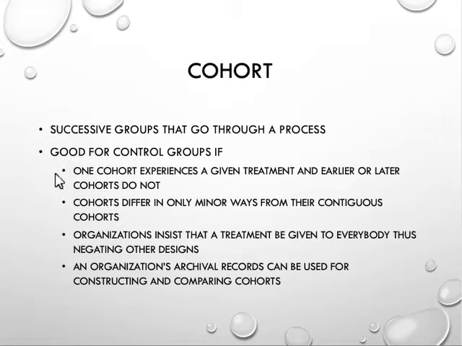This is good for control groups if one cohort experiences a given treatment and earlier or later cohorts do not. If cohorts differ in only minor ways from their contiguous cohorts. Organizations insist that a treatment be given to everybody, thus negating other designs. An organization's archival records can be used for constructing and comparing cohorts.